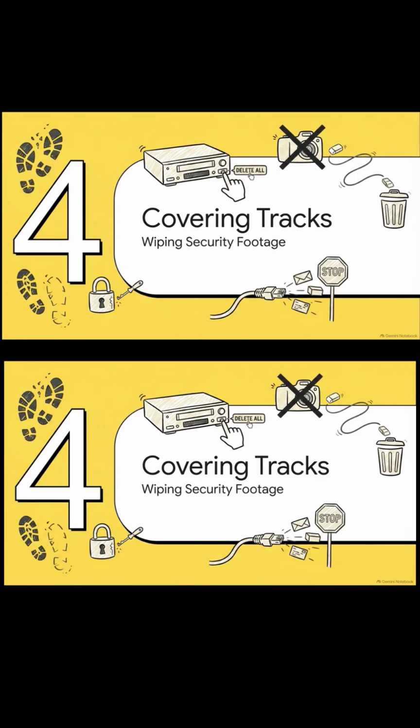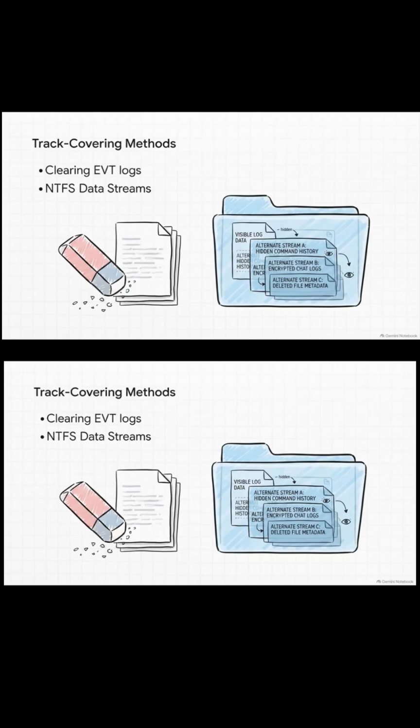And finally, Phase 4, covering tracks, wiping the security footage. The data's gone, the backdoor is set up, and now the attacker has to vanish like a ghost. They've got a whole bag of anti-forensic tricks to make it look to investigators like nothing ever happened. The basic stuff involves disabling system auditing or clearing out Windows EVT logs like the Security Event Log. But they get incredibly crafty with trail obfuscation.